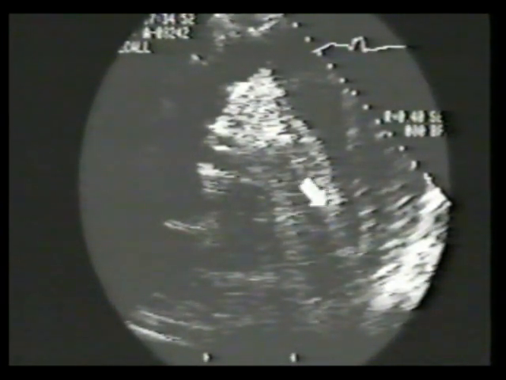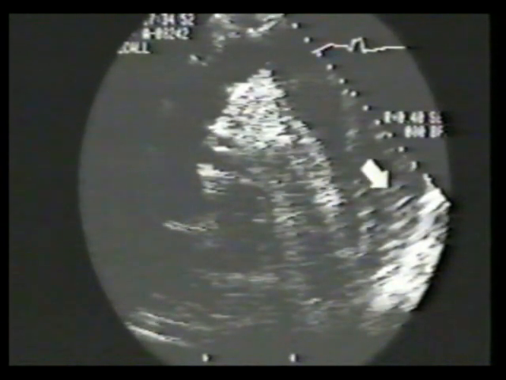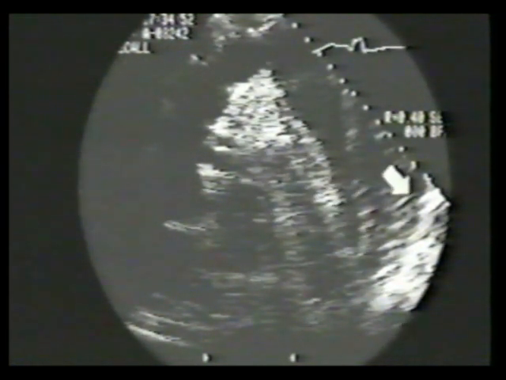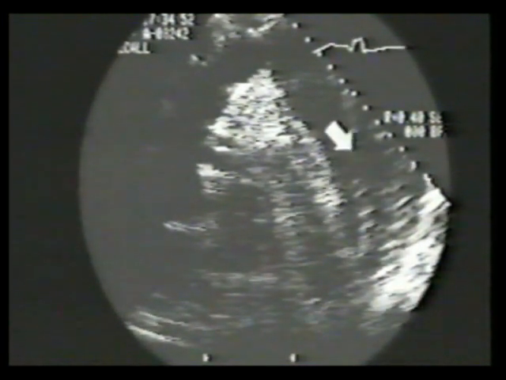There is a large fusiform aneurysm involving the descending aorta. The lumen is narrowed by a large amount of thrombus. The aneurysm measures 7.5 centimeters in diameter. In real time, you will see a long, linear, mobile structure within the lumen.